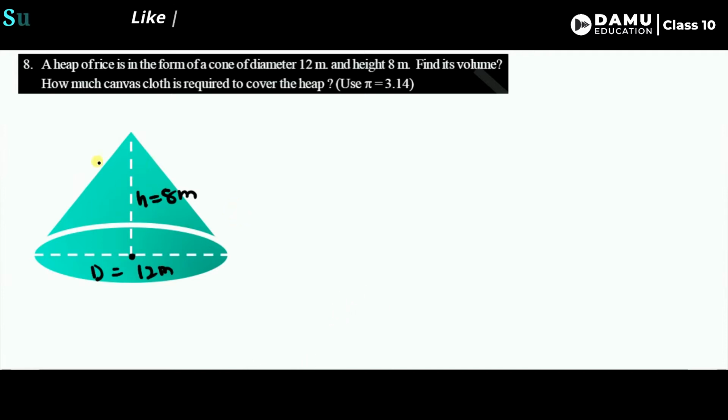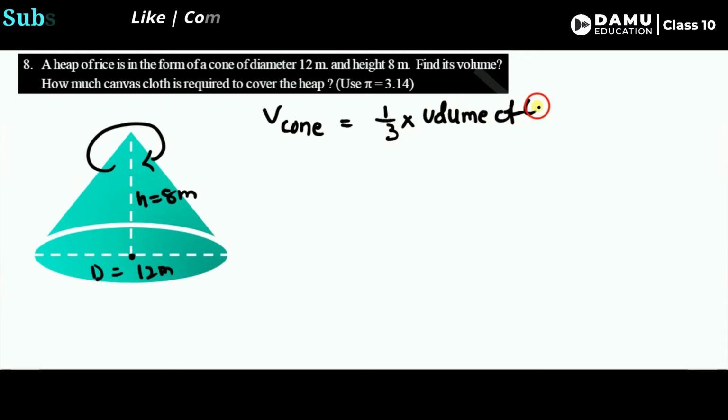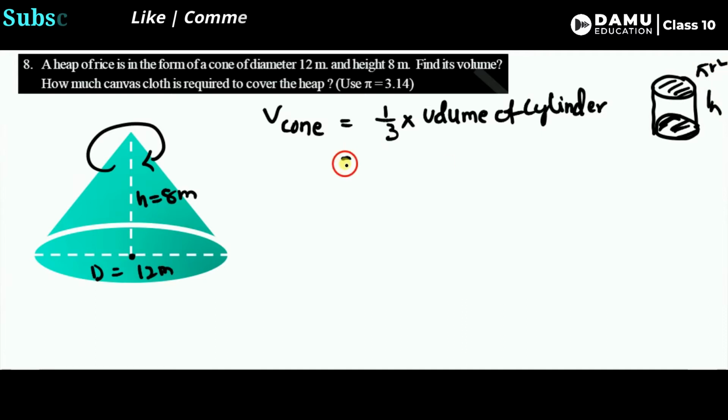So canvas cloth means we need to find the curved surface area of this cone, and use pi as 3.14. So the curved surface area and volume we have to find. The volume of the rice heap, the volume of the cone, is in the format of 1/3 into the volume of the cylinder. So how can we say the volume of the cylinder? The volume of the cylinder: this is the circle, it will extend up to a height, so that is circle area into height. That will be pi r square h. So you can take 1/3 pi r square h.